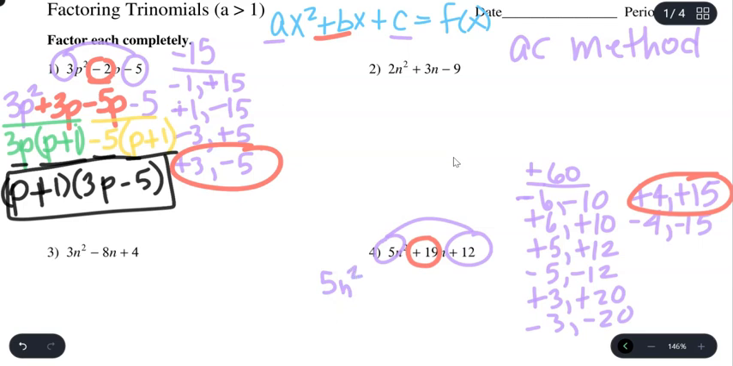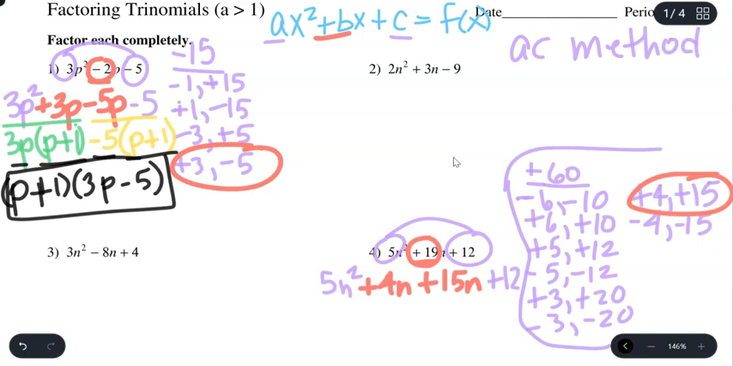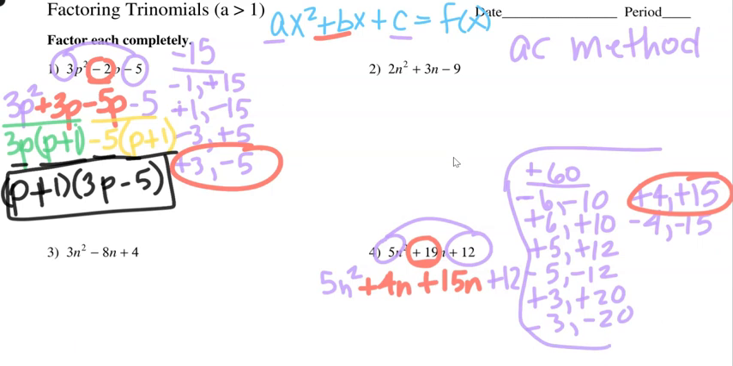And then I'm going to split this positive 19 into positive 4n plus 15n plus 12. And let me put a little line here so you can see this. So those are separated. So what I'm going to do now is look and see: is this an ideal sequence? Can I factor things out?